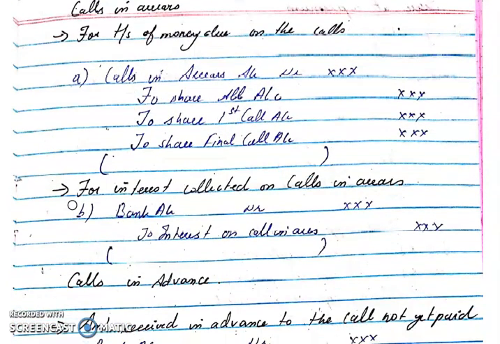Next one is interest collected on calls in arrears. There are a few companies which, according to the rules and regulations, have to fix the percentage of interest which they collect from the shareholders for the non-payment of calls during a certain period of time. In the question itself, they will give you the interest percentage. You need to find out the time period, for example either 3 months or 6 months. Based on that, you calculate the interest, and this will be the entry for that: bank account debit to interest on calls in arrears. So this is a payment made by the shareholders to the company.